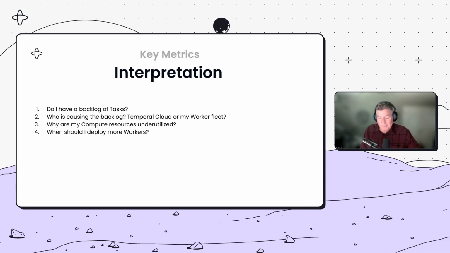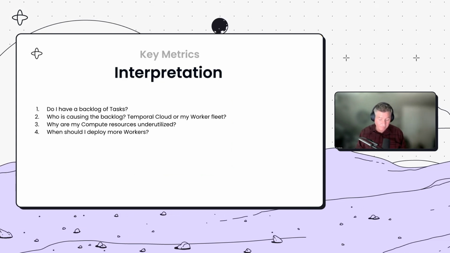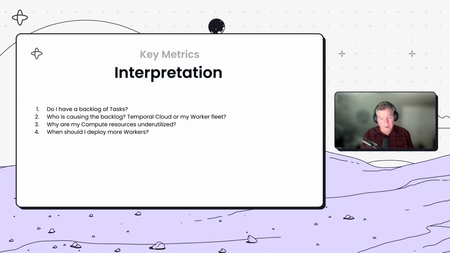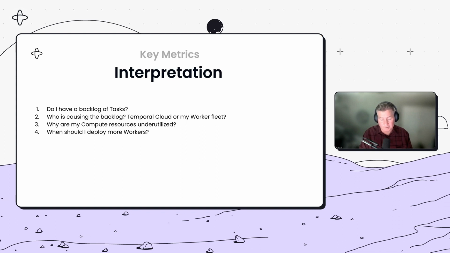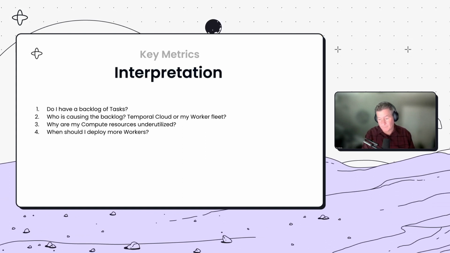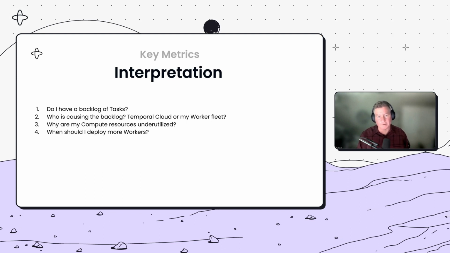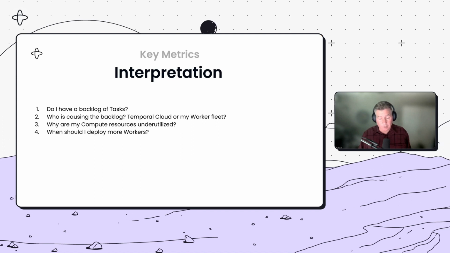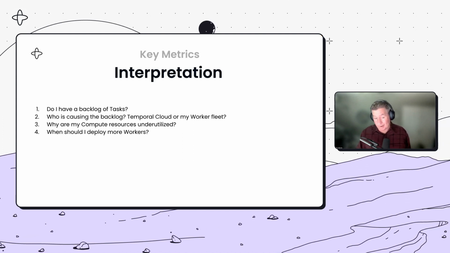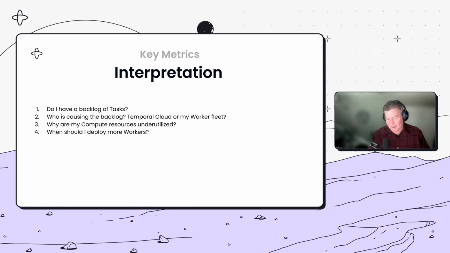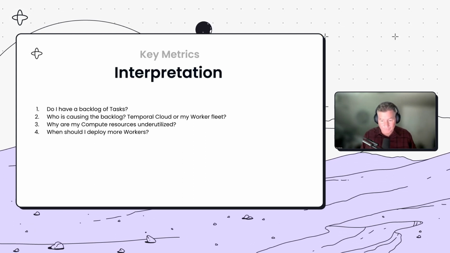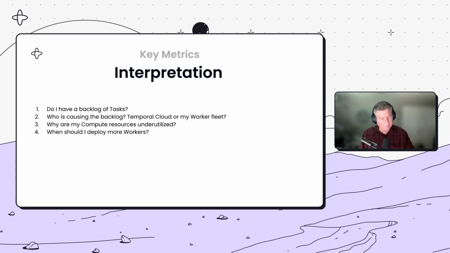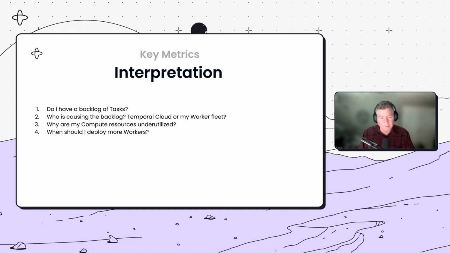Why are my compute resources underutilized? We talked to a fair number of folks that are scaling out their pods quite a bit, but they aren't even using the resources that those workers are being hosted on to begin with. Maybe there's some configuration opportunities there to use more of that machine and save some money. Should I deploy more workers? When should I deploy more workers? Maybe I don't want to make a configuration change because I don't want to have to do a redeploy. I just want to scale out the workers. These are all kinds of questions that can be answered with some of these metrics that are coming up.